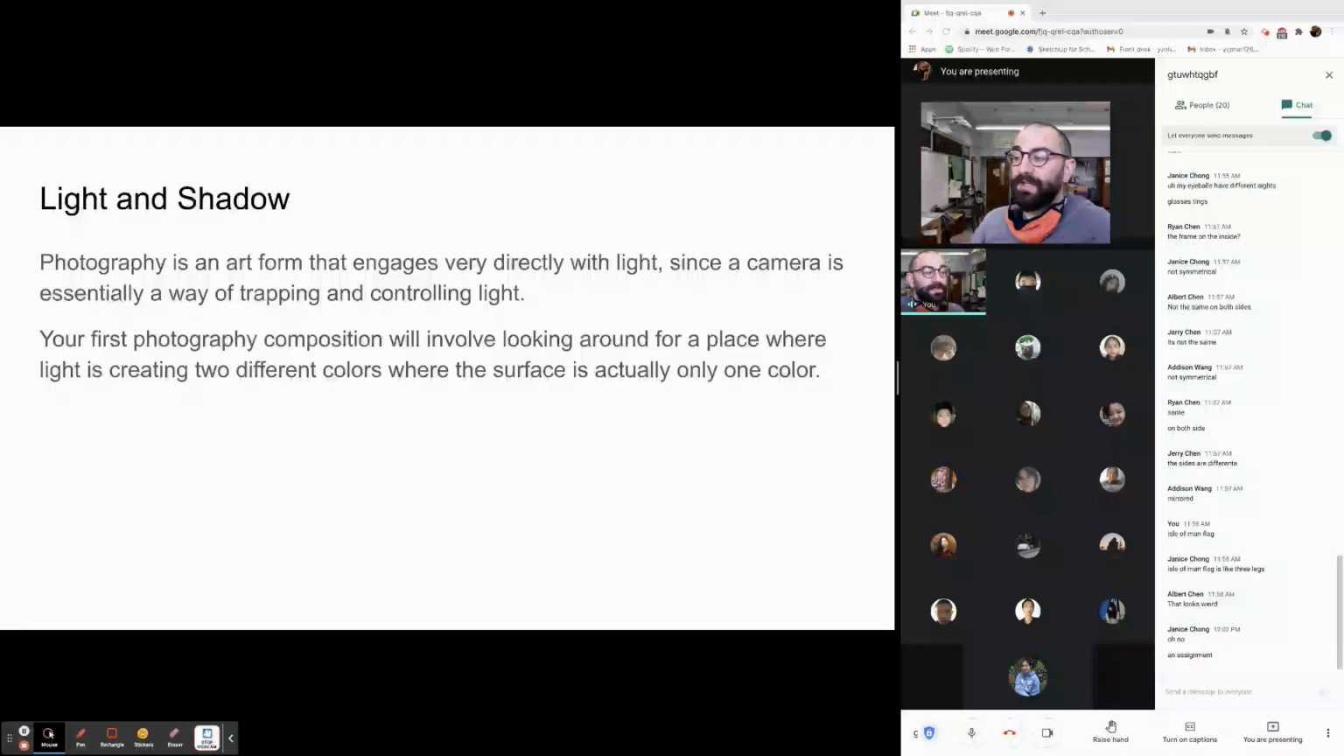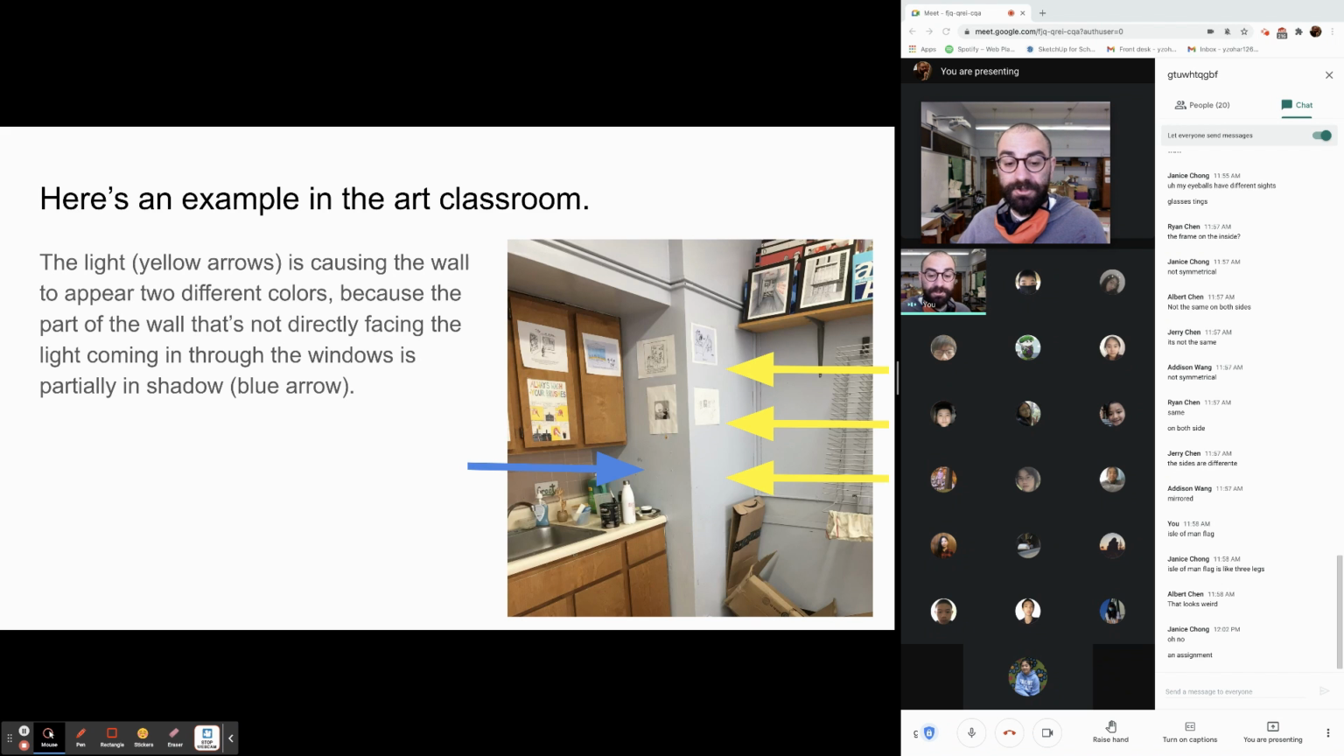The first photograph is going to concentrate on light and shadow. Photography is an art form that engages very directly with light, since a camera is essentially a way of trapping and controlling light, right? Any disagreements there? No? Good. Let's continue. Your first photography composition will involve looking around for a place where light is creating two different colors, where the surface is actually only one color. What do I mean by that? I'll show you. Here's this corner of the classroom back here. See that? Look at that. That's what I'm talking about right there.